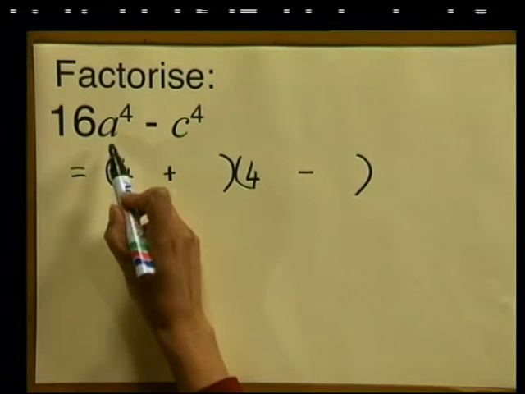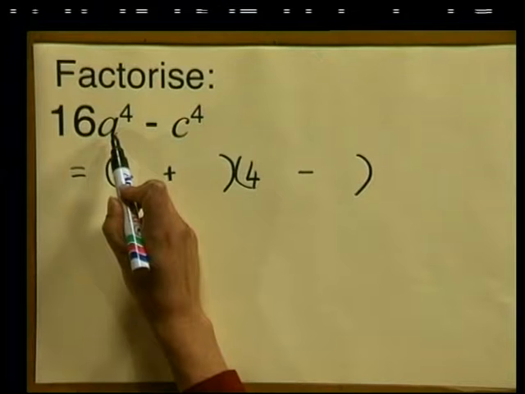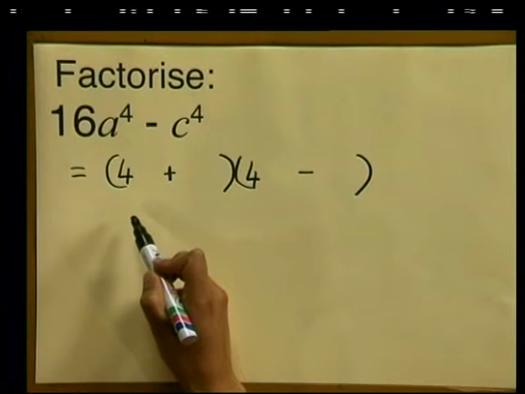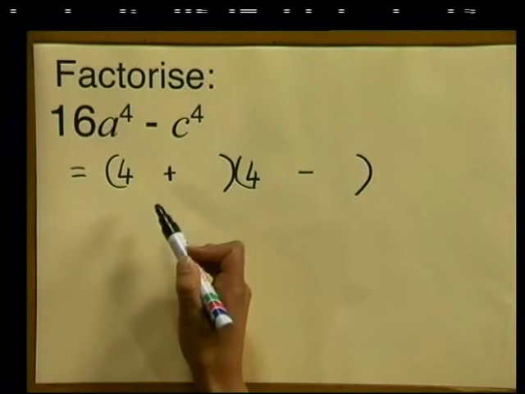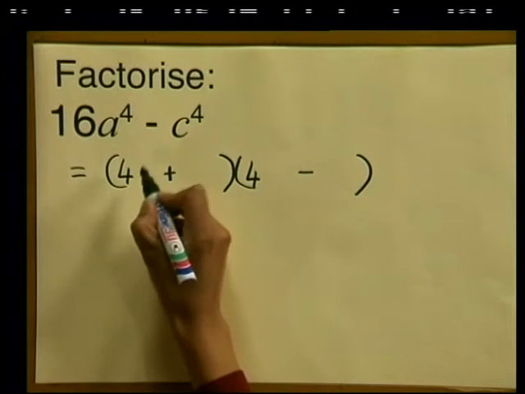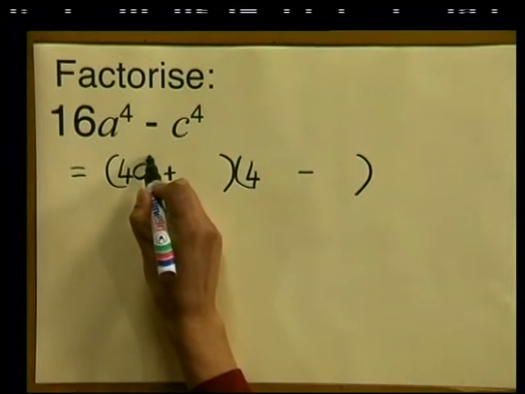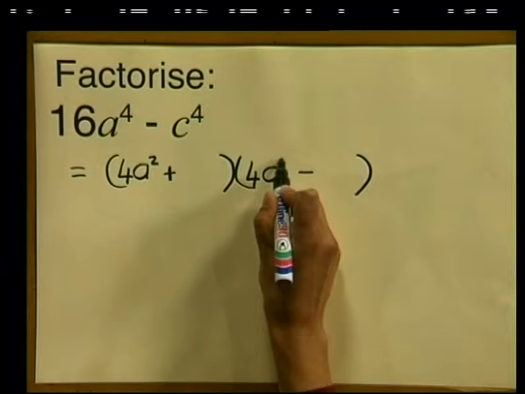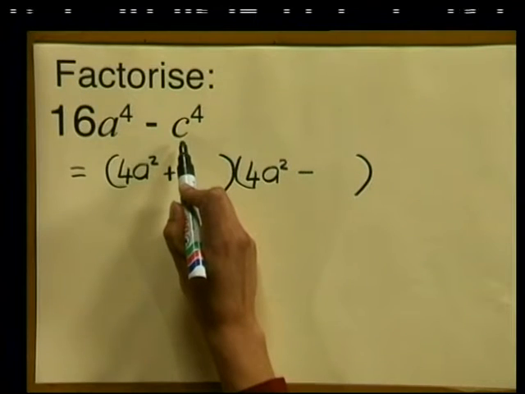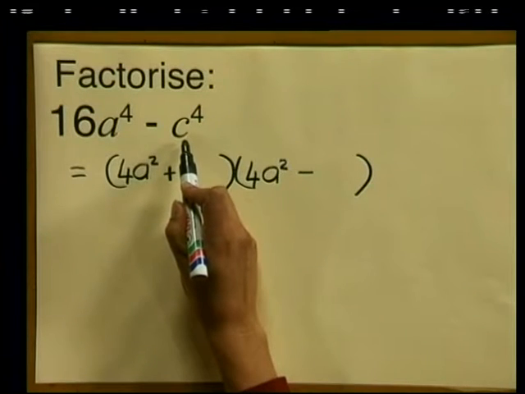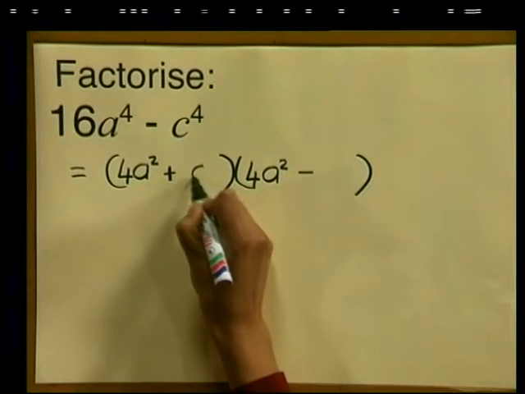Now the square root of a to the power of 4 is a squared because a squared times a squared gives us a to the power of 4. So we put that down in the first place, a squared and an a squared. Now we move on to our second term, c to the power of 4. The square root of this would give us c squared, and we write that down.